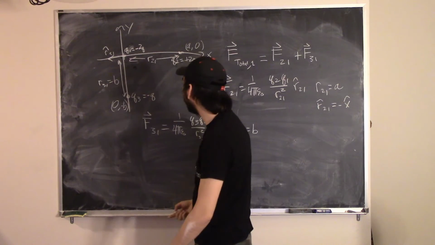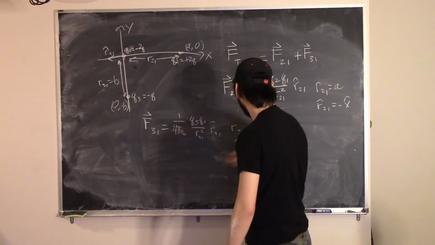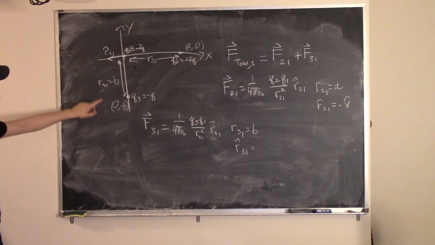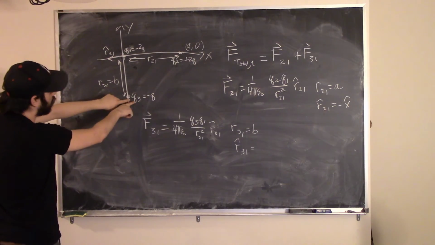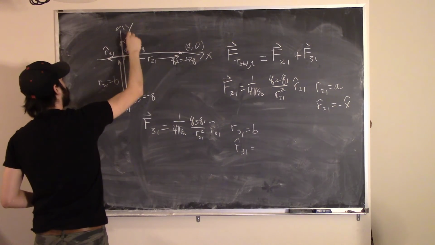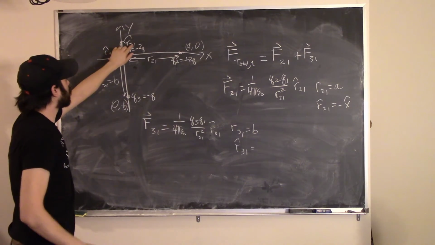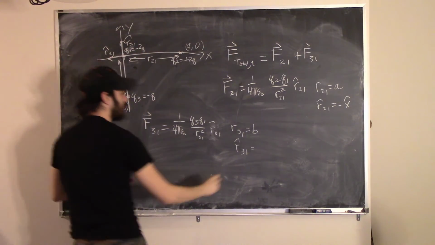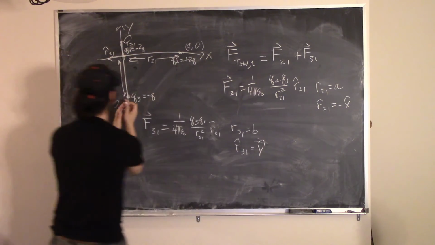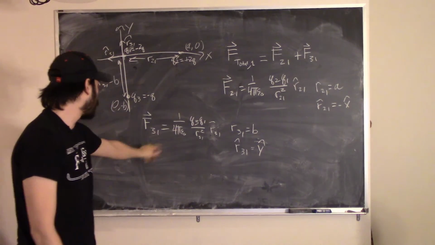The last one we need to determine is R hat 31. It is the unit vector that points from Q3 to Q1, so it points from here up here. In this case, this is y hat, because it is just in the positive y direction. And now we have everything that we need to evaluate this.